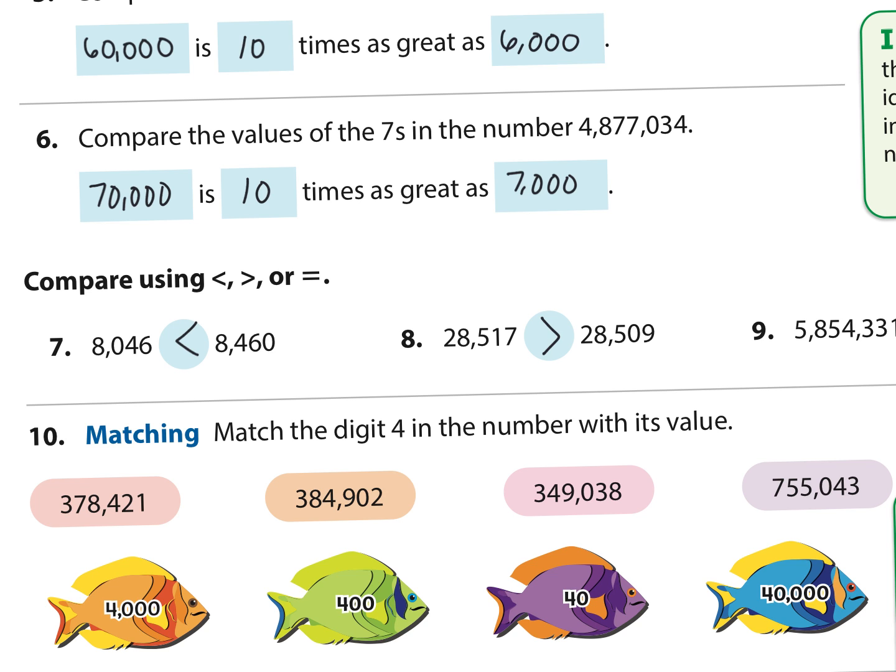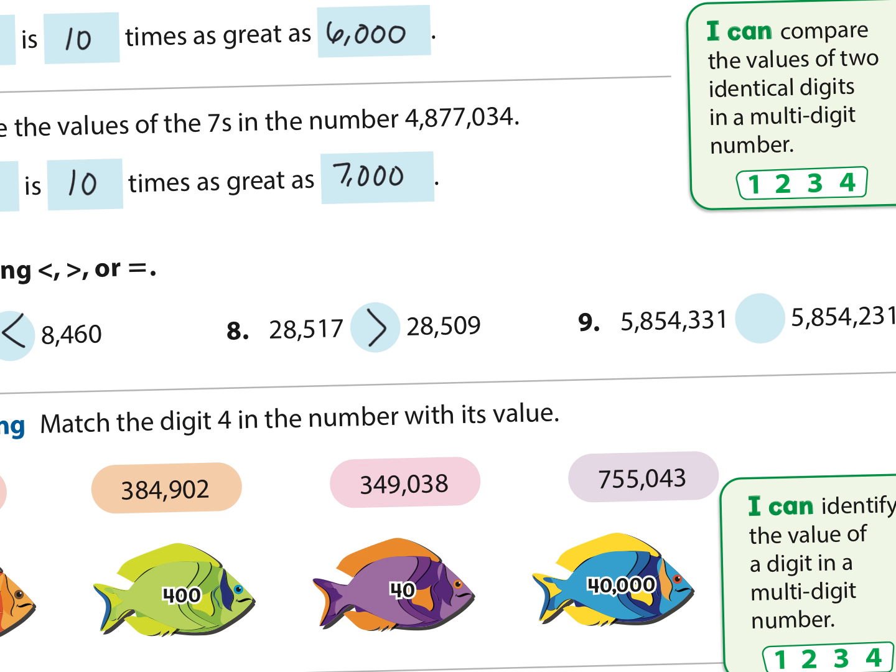Okay, you guys go ahead and answer number 9. Check with each other. Give me a thumbs up when you're ready. You all agree? Okay, number 9. Let's hear from purple table. Somebody read that number and then tell me the sentence. 5,854,331 is greater than 5,854,200. Perfect. Great job.